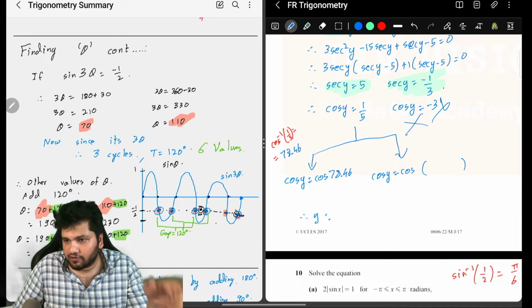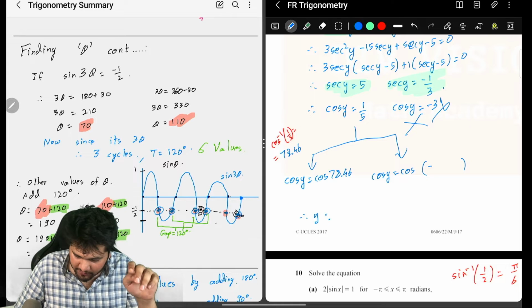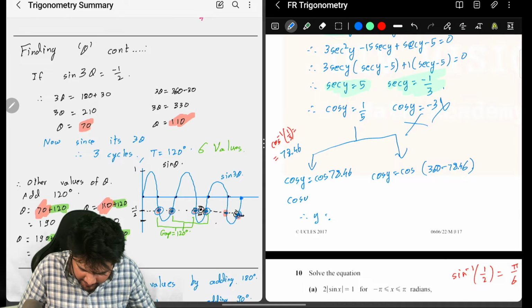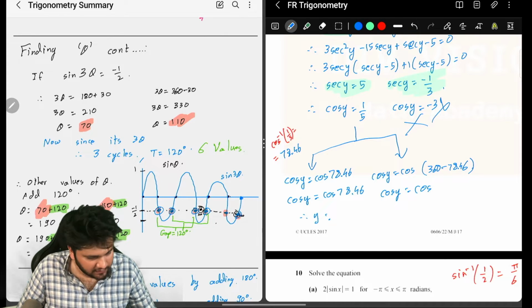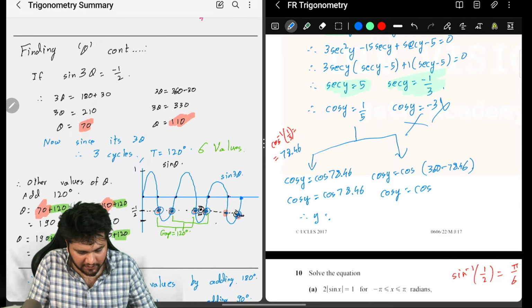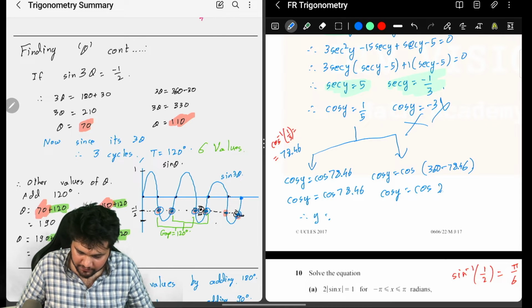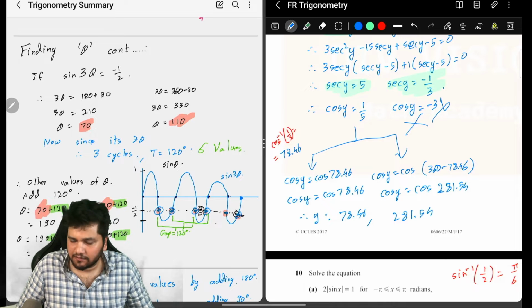Because cos is positive in the fourth quadrant, the other value is going to be 360 minus 78.46, right? Once you solve it, you will get cos y is equal to cos 78.46 as it is, and the other is cos y equal to cos of, just a second, 360 minus 78.46. We'll use the calculator and we'll get 281.54. So we'll get 78.46 as one of the values and the other one is 281.54. That's it, done.